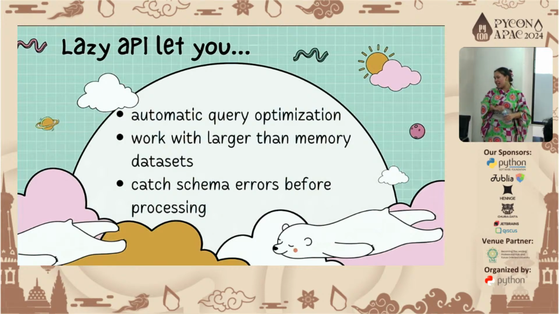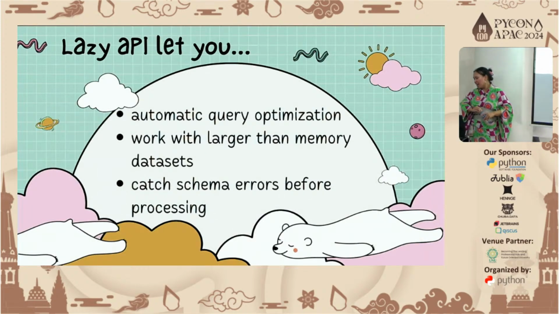So let's look at the lazy API. You see this very lazy, it's like sleeping. So why is it called lazy? It's because the query is not executed until you really need it. That means it allows some query optimization. Also, you don't load everything in at each step or use a lot of memory at each step, so it saves a lot of memory space and you can work with larger data sets.